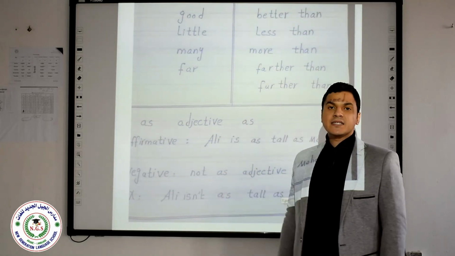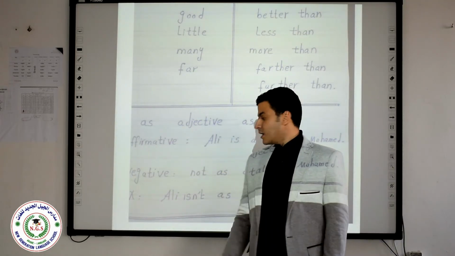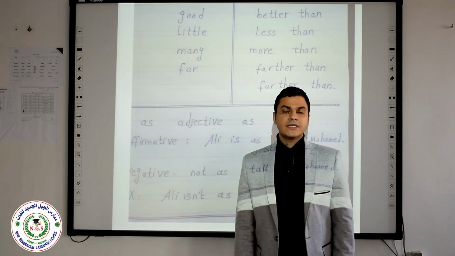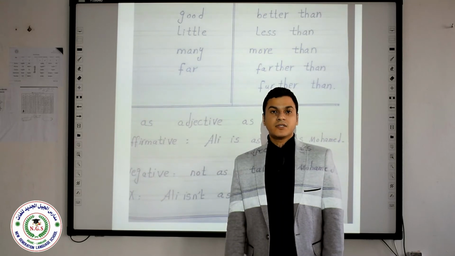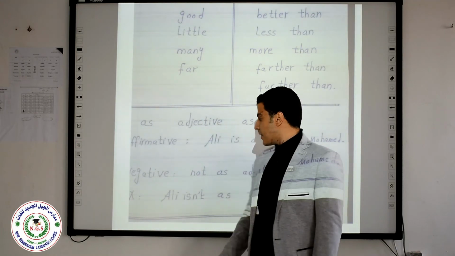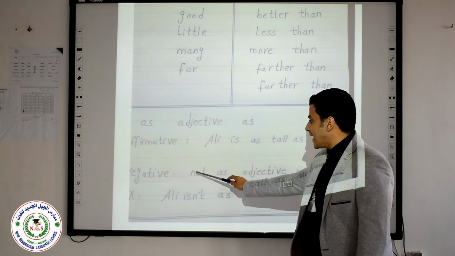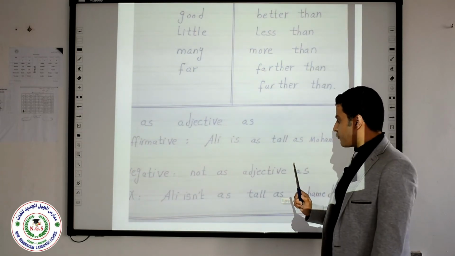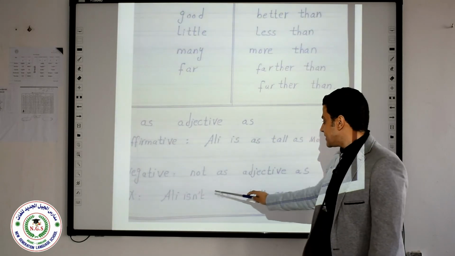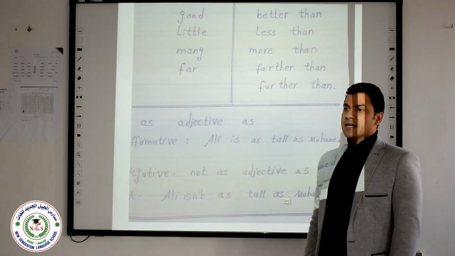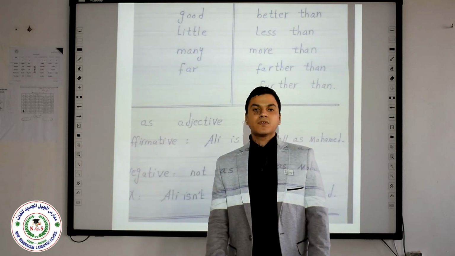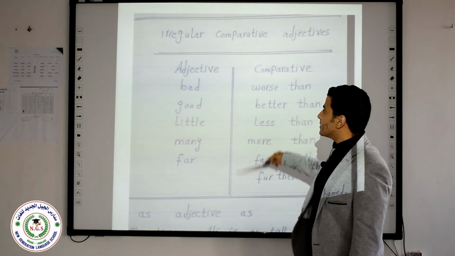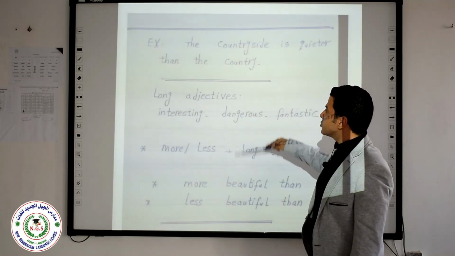If we want to make it negative, لو انا عاوز اعملها بقى نفي, عاوز اقول for example علي مش في نفس طول محمد, الاثنين مش طوال زي بعض, مختلفين. They are different. What will I say؟ هقول ايه؟ I will put not, I will add here not as adjective as. For example, علي isn't as tall as محمد, يعني علي مش طويل زي محمد, او علي مش في نفس طول محمد. اوكي.